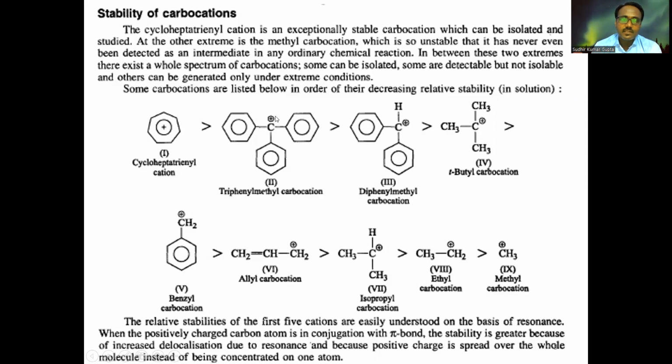And the more resonating structures are possible, the more is the stability, as per the rules of resonance. Similarly, in case of triphenyl methyl carbocation, the stability is still higher. And the most stable among these is the cycloheptatrienyl cation. In this case, it is a 7-member ring having 3 double bonds. And these 3 double bonds are delocalized because of the presence of a positive charge on the carbon atom. So that causes the delocalization, and we can write more resonating structures for this compound as compared to phenyl carbocation or benzyl.